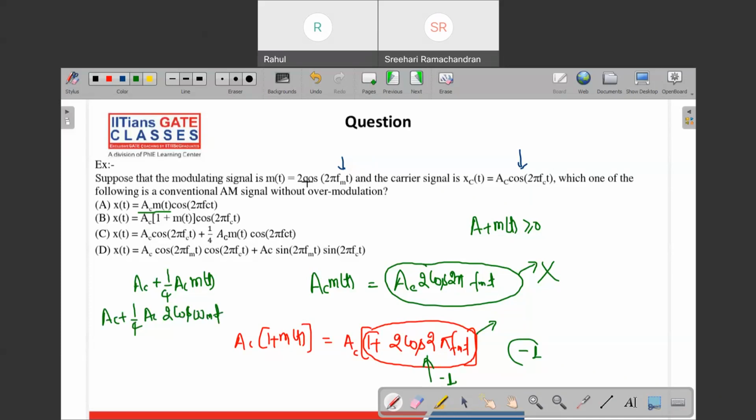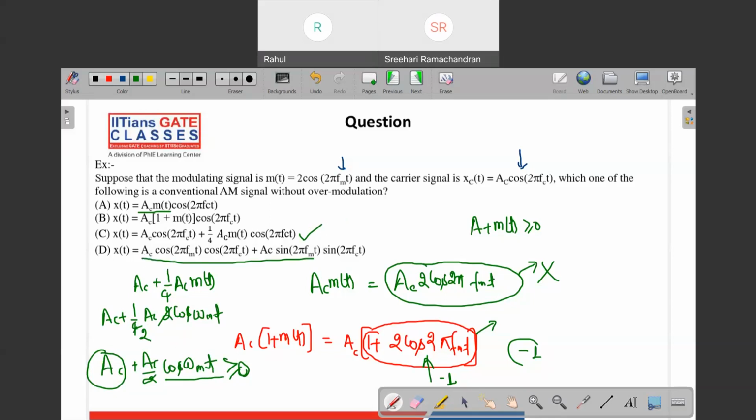I am writing omega mt, but omega mt is equal to 2 pi fmt. And this will cancel out, it will become 1 by 2. So this is AC plus AC by 2 cos omega mt. Now in this case, this will always be positive, because this cos omega mt will have the minimum value equal to -1. Okay, so it will become minus AC by 2, but we have a plus AC also here, which will make sure that this total term never goes below 0, or never goes to a negative value. So this is the correct option, which doesn't have any kind of over modulation.